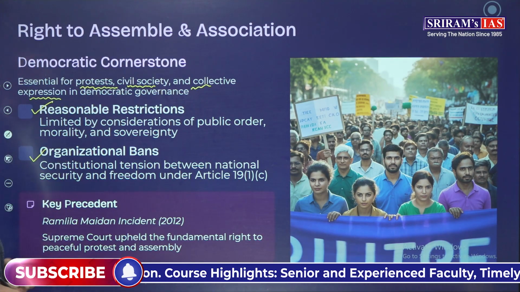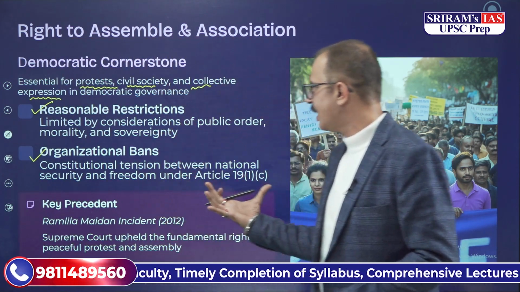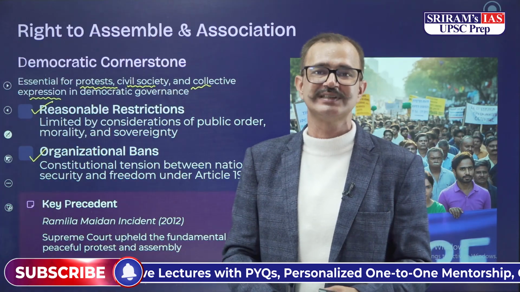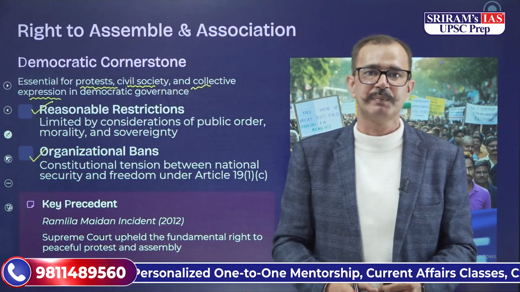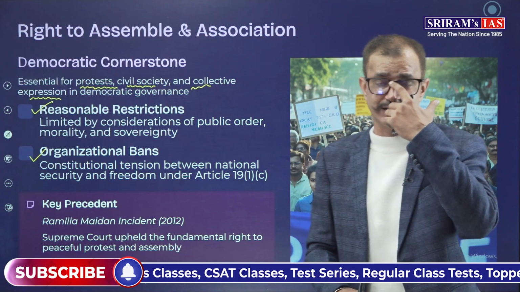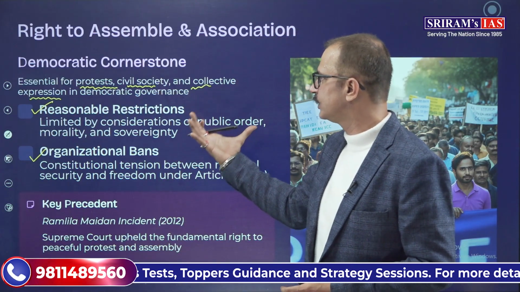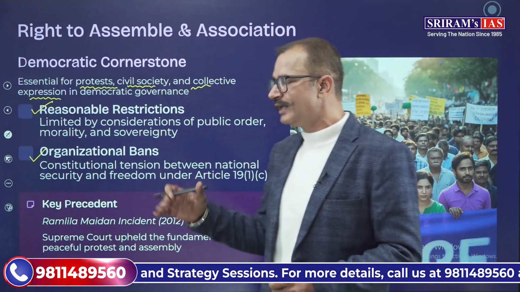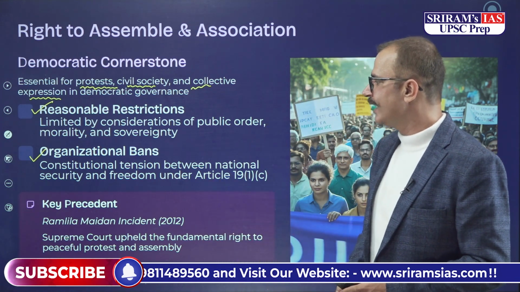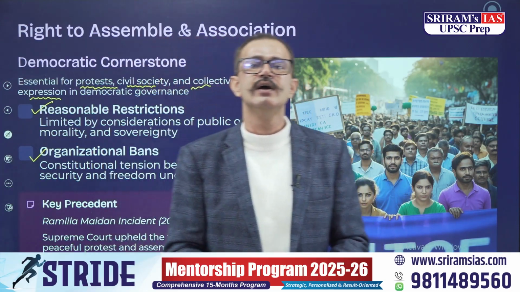And when we are talking about constitutional tension, there has been a tension between national security and freedom under Article 19(1)(c), and that leads to certain organizational bans that you must have seen. Various terrorist organizations have been banned, and even those organizations which are against the security as well as integrity of the nation have been banned, because of this particular reasonable restriction. Now, there was the Ramlila Maidan incident in 2012, where the Supreme Court held that the fundamental right to peaceful protest and assembly is a key fundamental right granted by the Constitution of India.